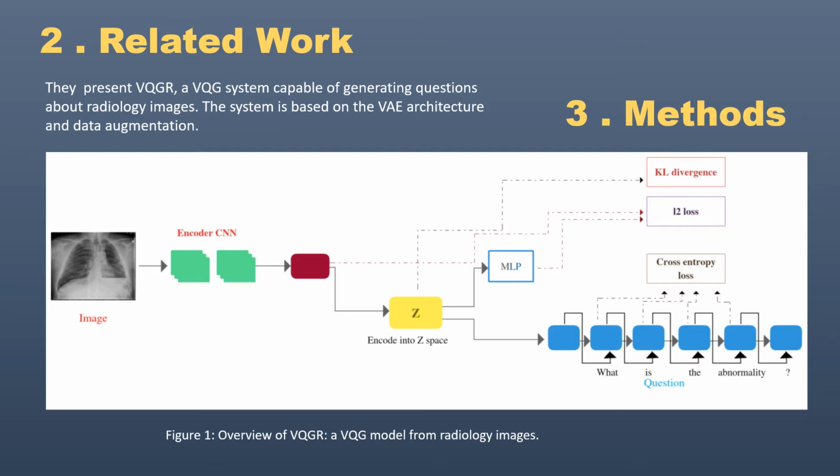Next, method. Here we can see a figure. First there is an image, and that is encoded by the CNN, and also encoded into the Z space. They also include the MLP part. Then the algorithm works below on the questions, and finally the result will be given, which is abnormality, plane, or something. This happens in this section.